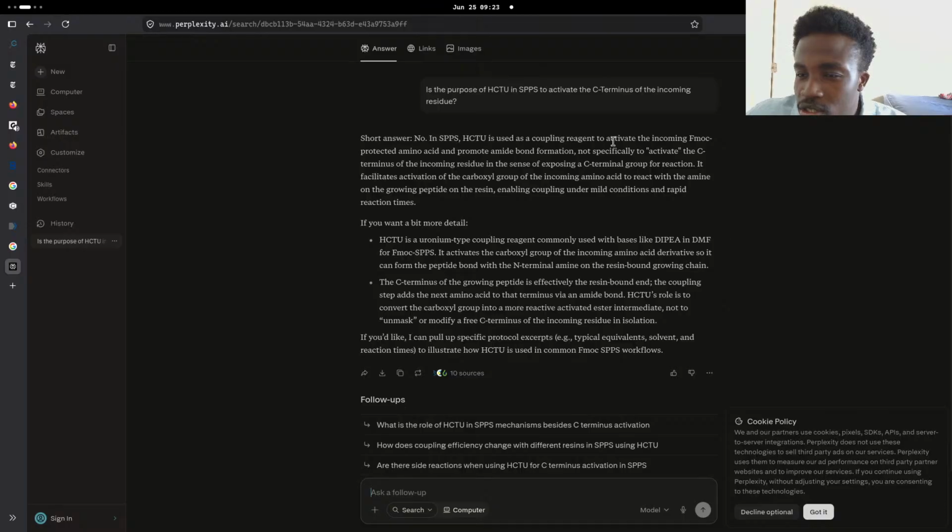No, in SPPS, HCTU is used to activate the incoming Fmoc-protected amino acid and promote amide bond formation, not specifically to activate the C-terminus of the incoming residue instead of exposing the C-terminal group for reaction. It facilitates activation of the carboxyl group of the incoming amino acid to react with the amine on the growing peptide on the resin.